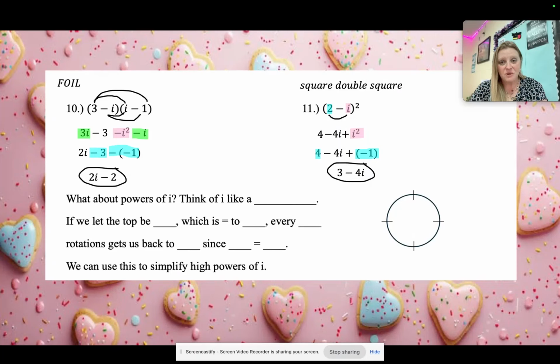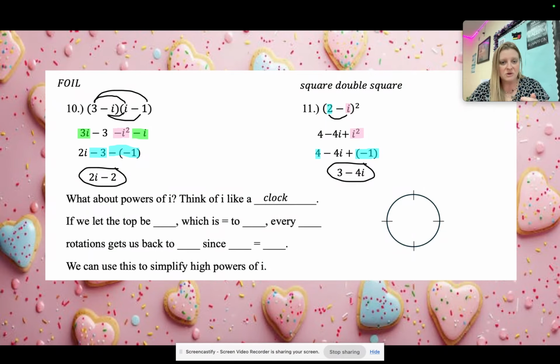In our last video, we were talking about this whole business with i and i squared, all that fun stuff. But I want to talk to you about what if you go beyond i squared, like i cubed, i to the fourth, i to the 20th? What do you do about that?